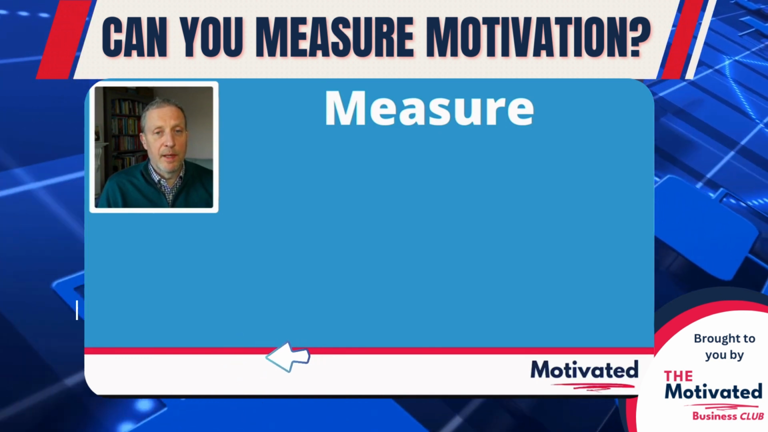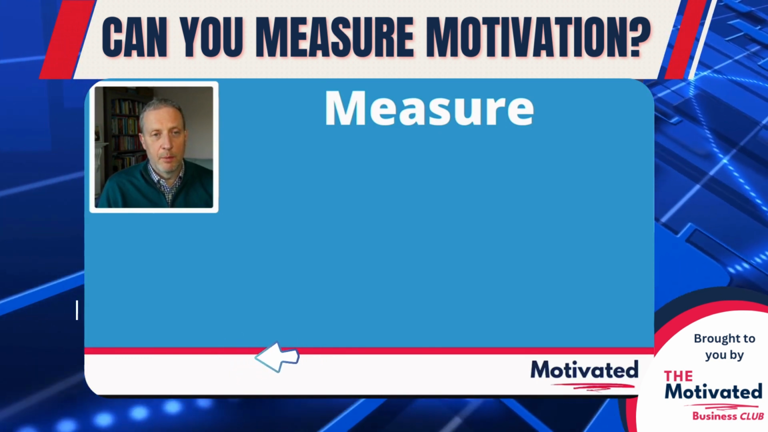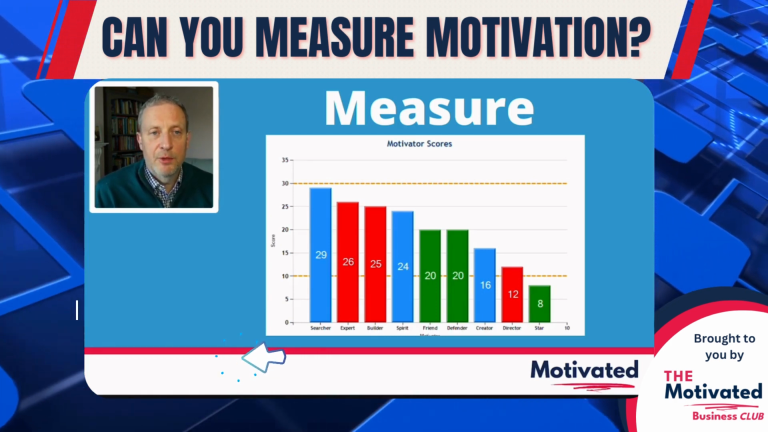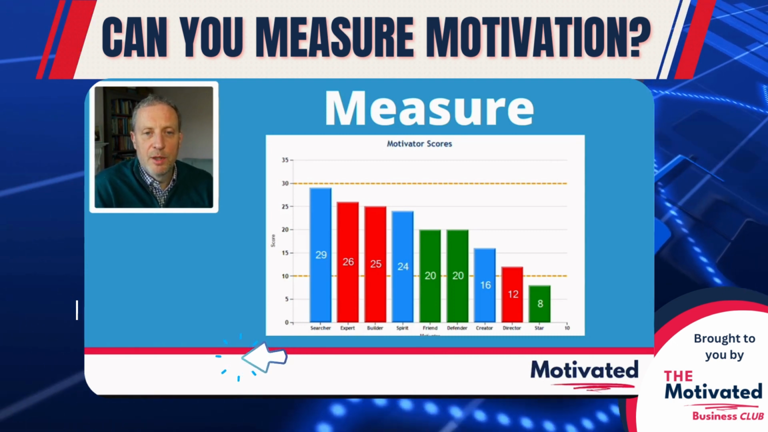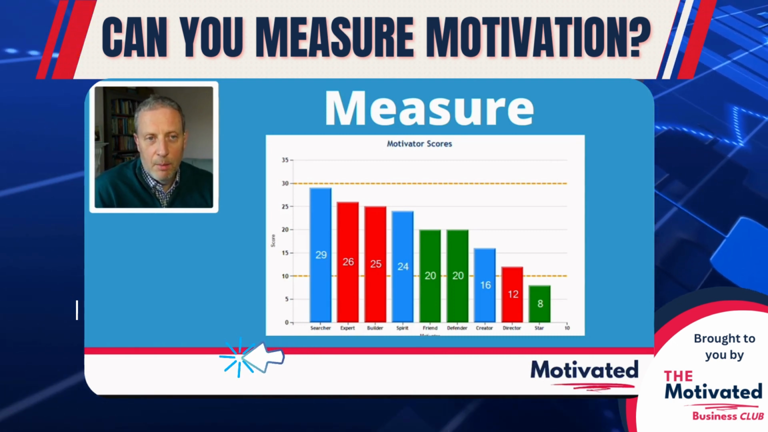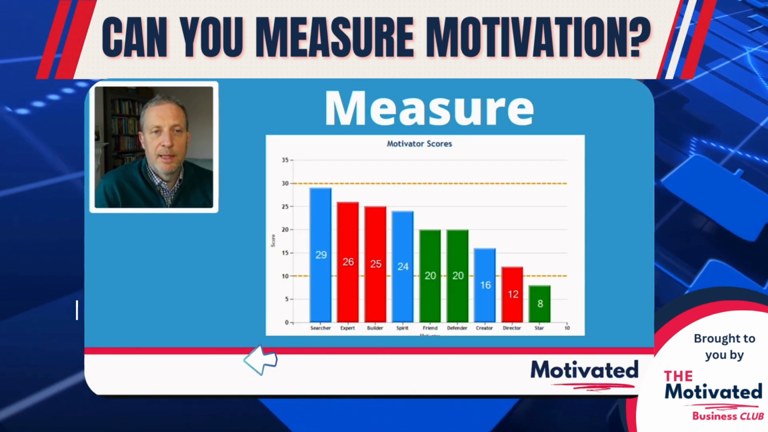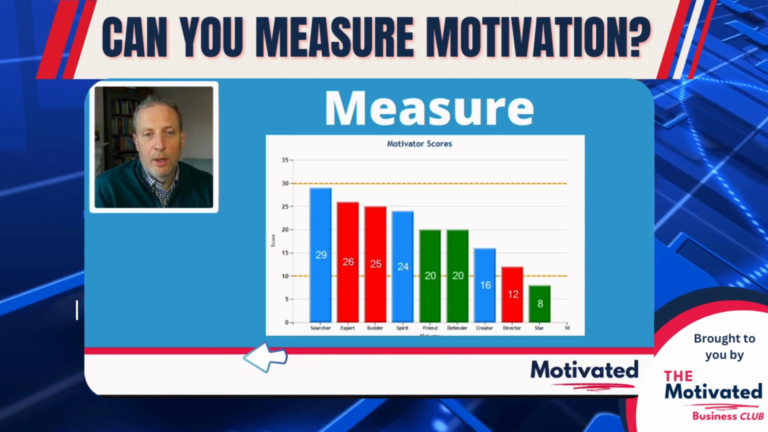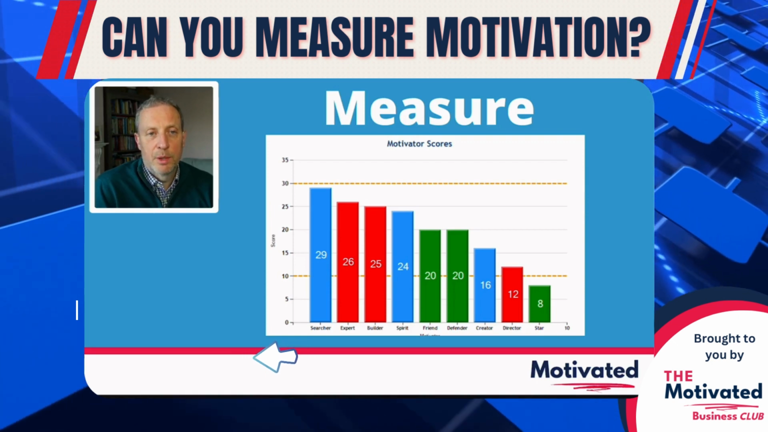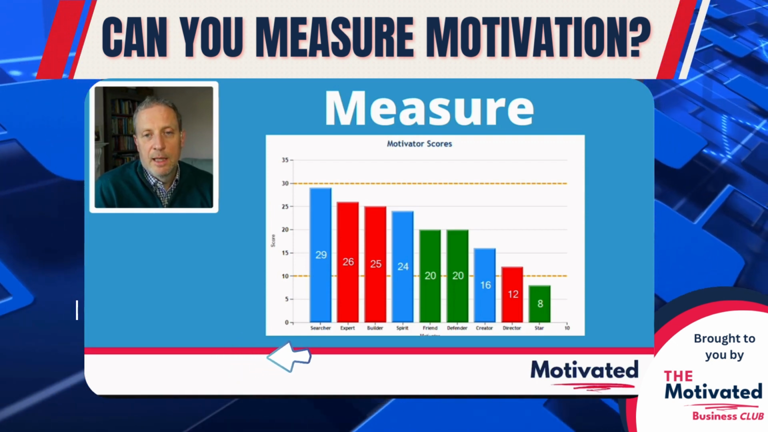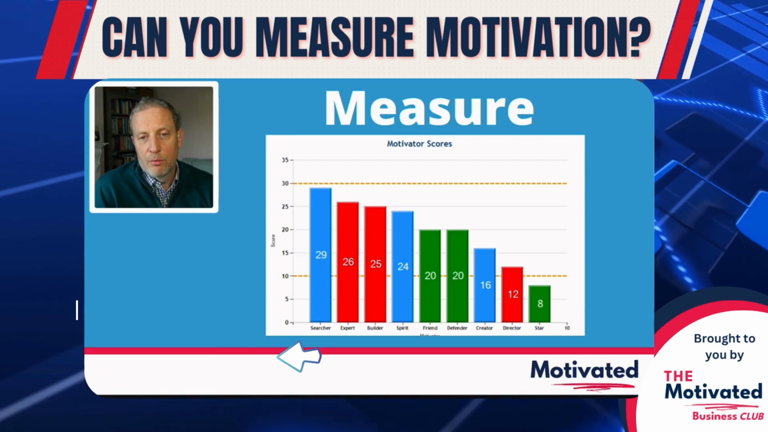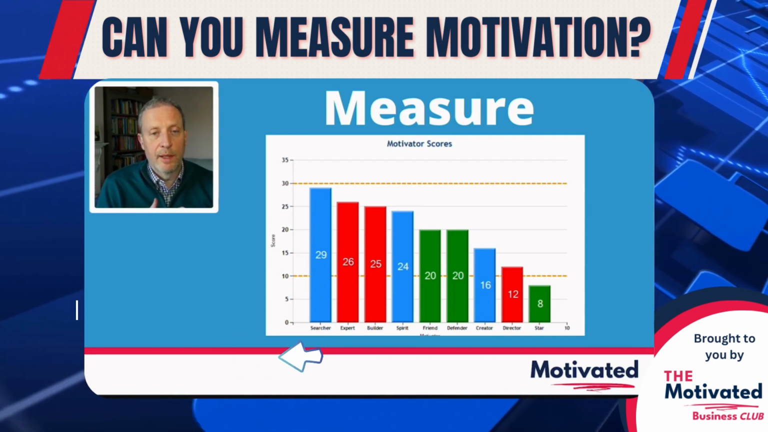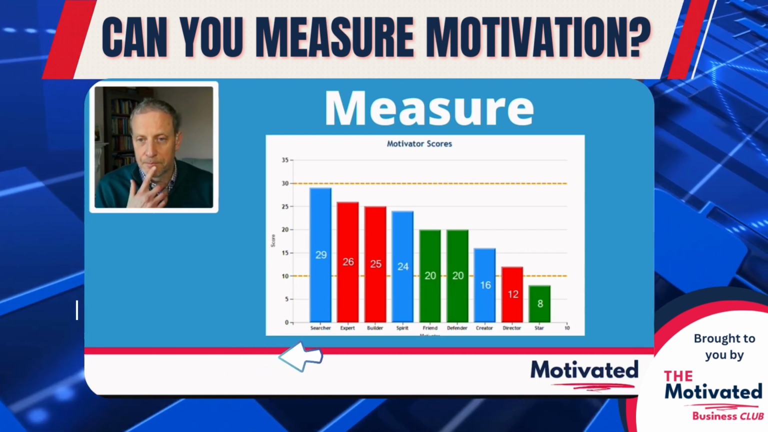So we have the nine motivators. The next thing we need to do is measure. Motivational maps gives us a metric to measure motivation. You'll see this as an example of someone who has completed the 10-minute diagnostic. On the left-hand side is the most important motivator, in this case searcher, down to the least important on the right, the star. You'll notice there's a score given for each of the nine motivators.